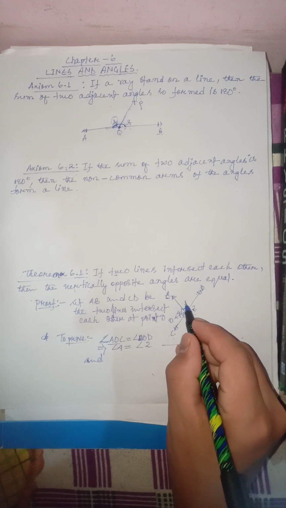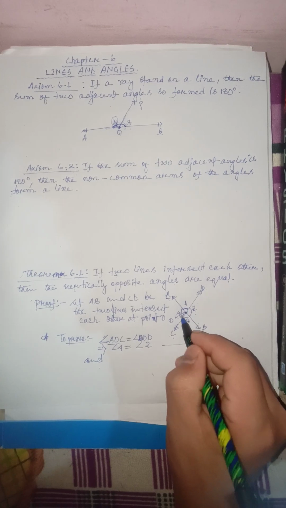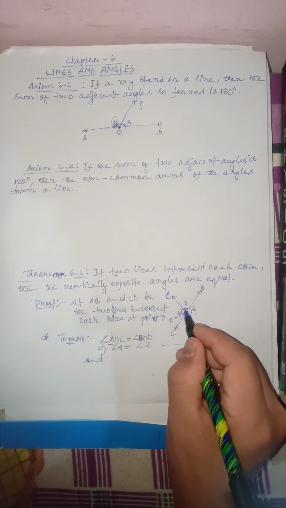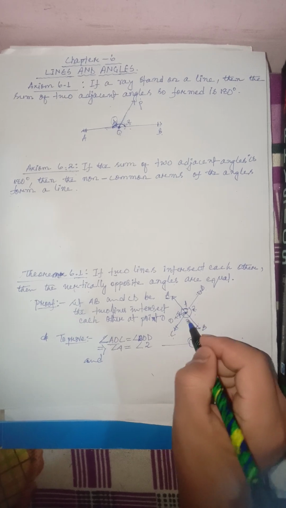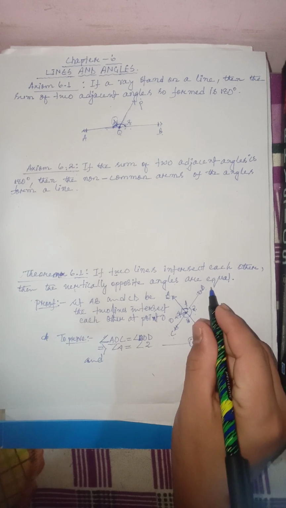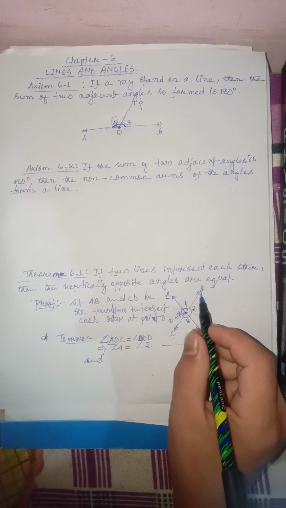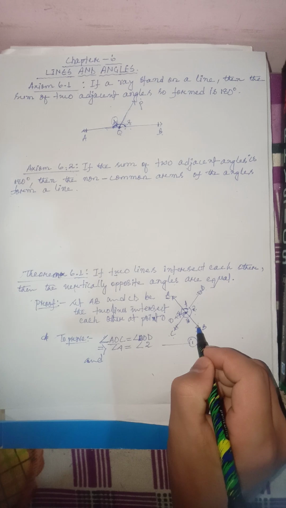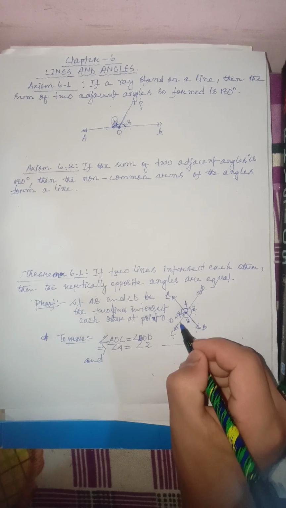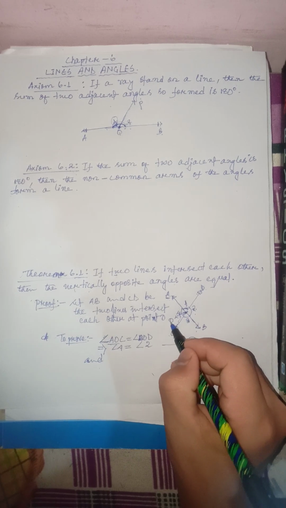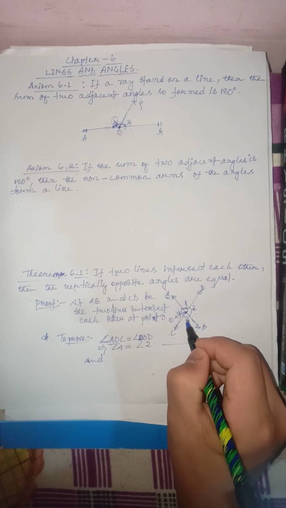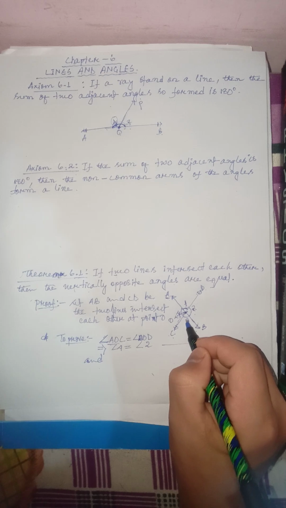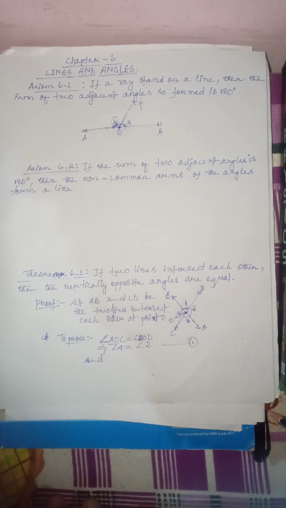After intersecting at this point, the theorem says that vertically opposite angles are equal. What are the vertically opposite angles? This as well as this. 4 and 2: this and this should be equal, and 1 and 3 should be equal, right? If we can prove that, it means the theorem is proved. Whenever two lines intersect each other at the point O, the opposite angles should be equal. So that is what Theorem 6.1 means.